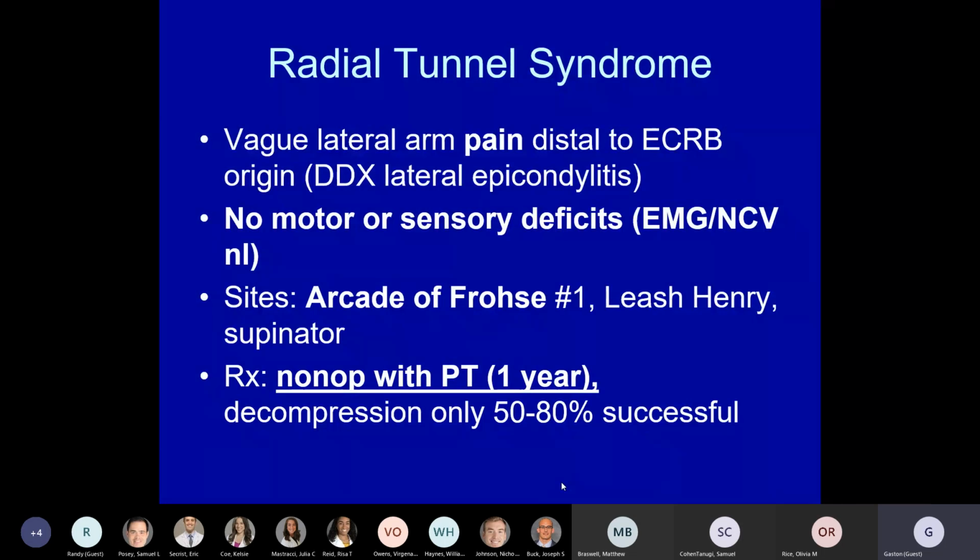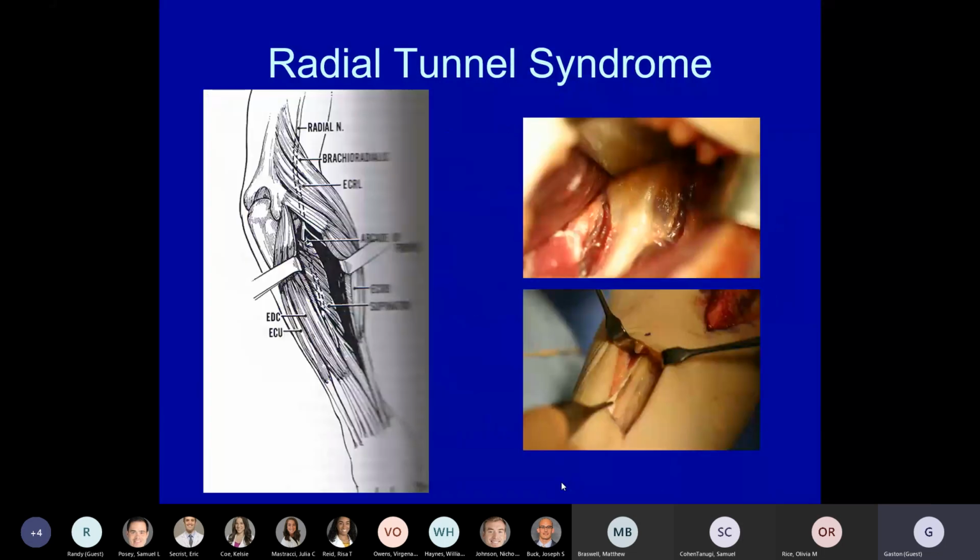The most common site of the compression is at the arcade of Frosch. And then there's also what's known as the leash of Henry, which is a little vascular leash, and then the tendinous portion of the supinator. Treatment is going to be non-op with therapy for a year. So for radial tunnel, give them a year with therapy on OITE before you consider surgery.